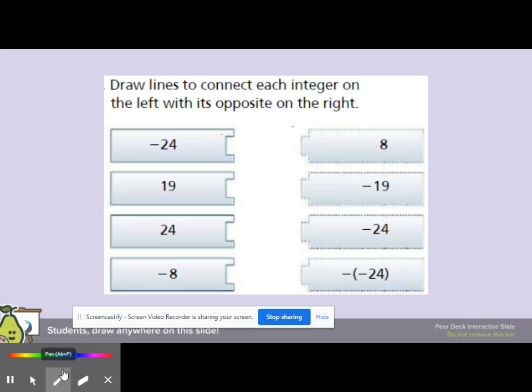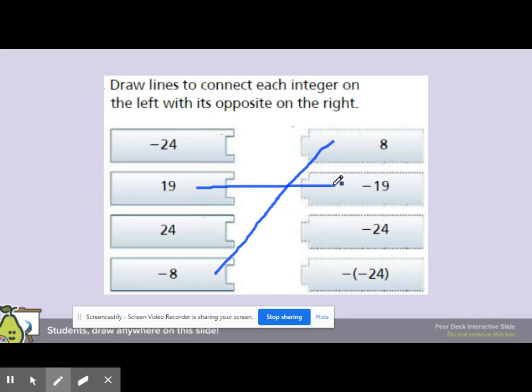All right, some of them are pretty easy. Like 8 and -8 are opposites. 19 and -19 are opposites. But then I have a bunch of 24s. So I know 24 and -24 are opposites. That leaves these two to be opposites.